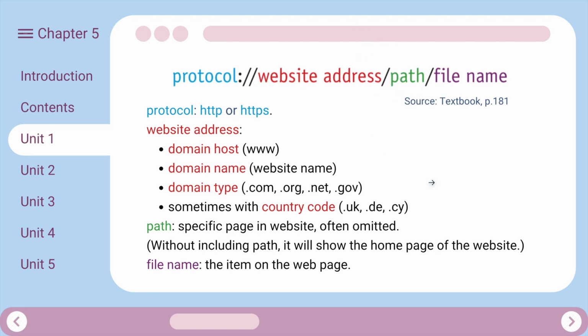The path indicates the specific page in the website. However, it's often omitted, which means it's not necessary to include it in a URL. Without including the path, it will show the home page of the website. The last part is the file name, the purple part. The file name is the item on the web page.